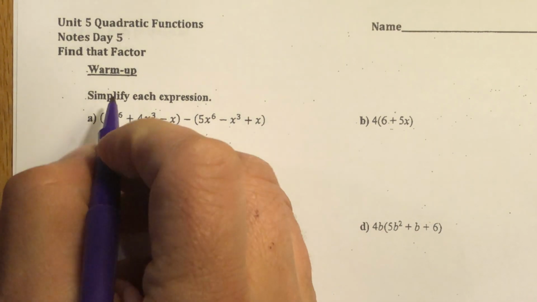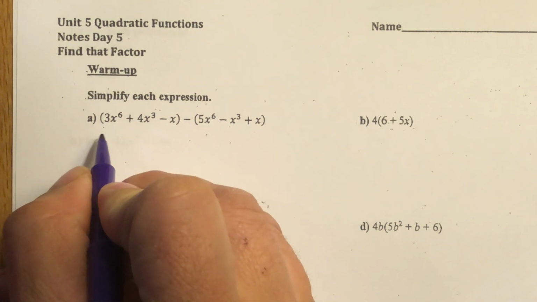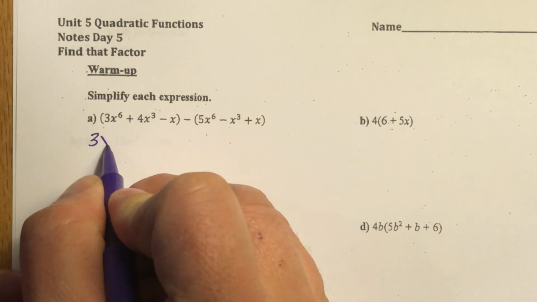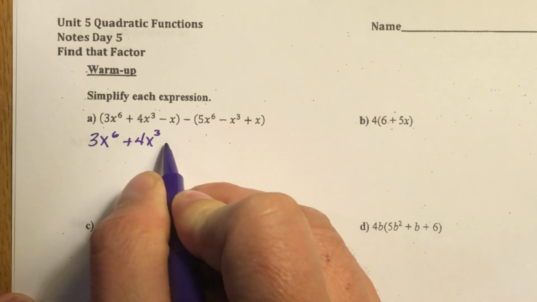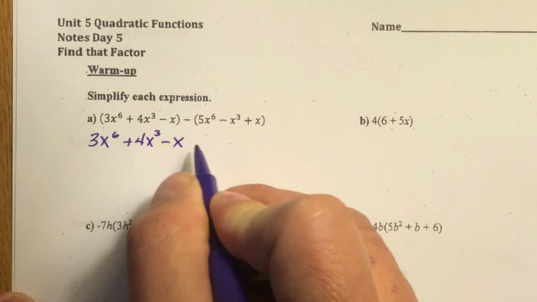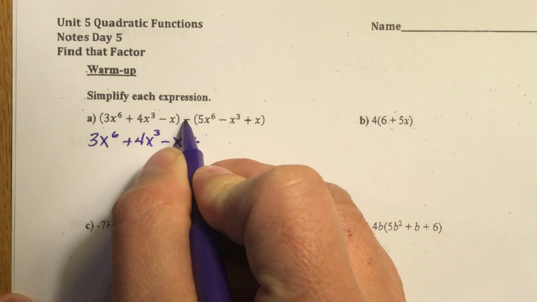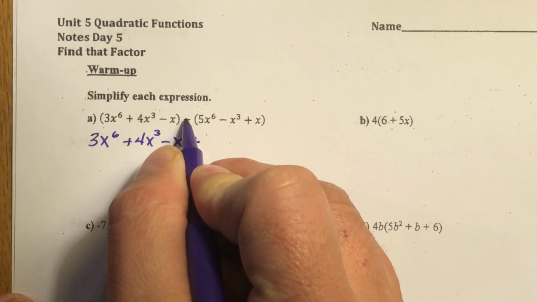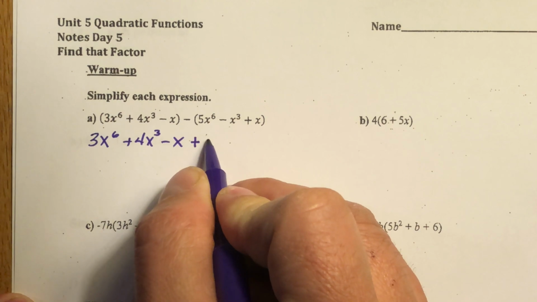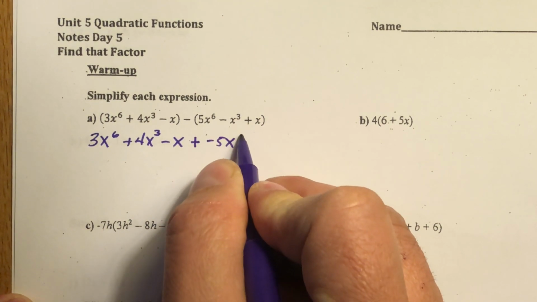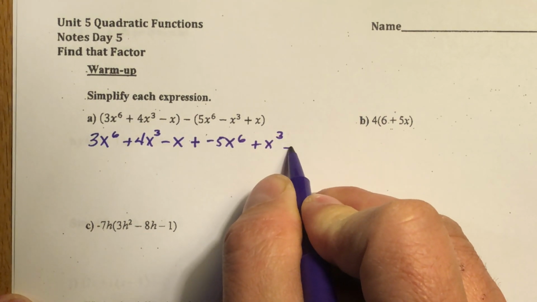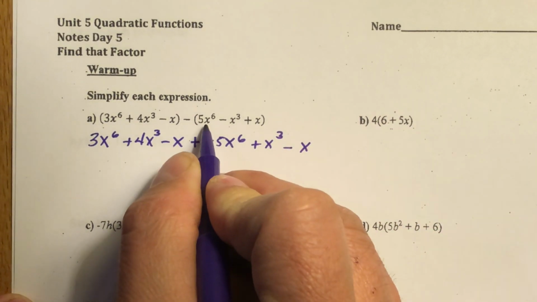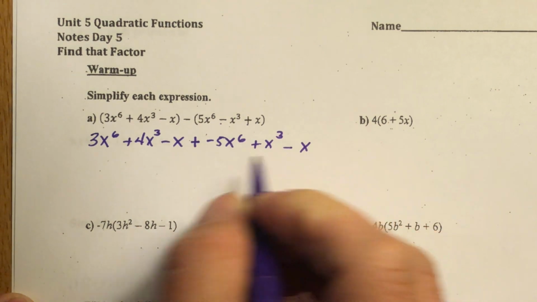All right, so we're going to start off by doing a little warm-up here. You're going to rewrite this as 3x to the 6th plus 4x cubed minus x. We're going to add a line and change the sign. This is going to be negative 5x to the 6th plus x cubed minus x. Notice how I switched all three of the signs.